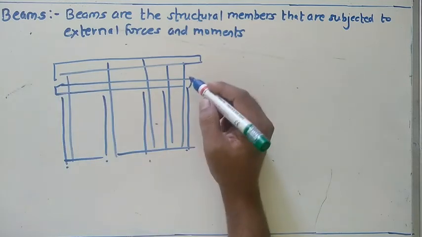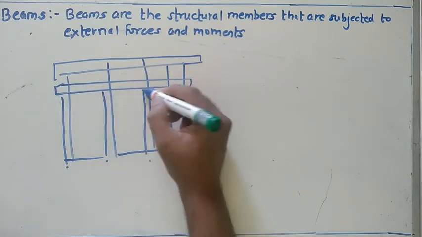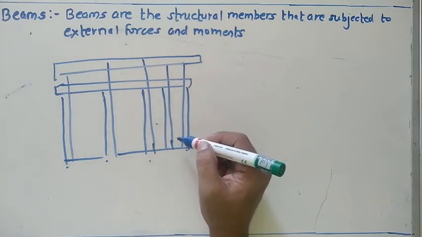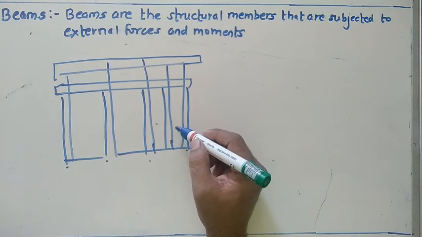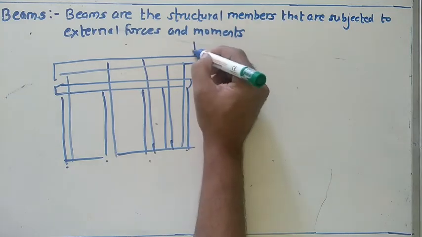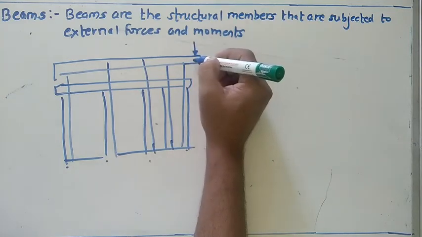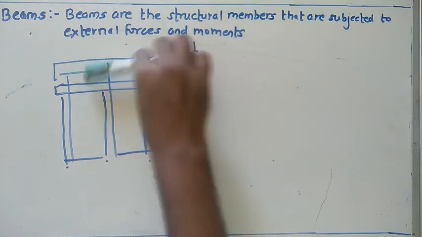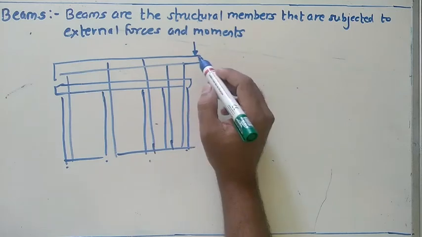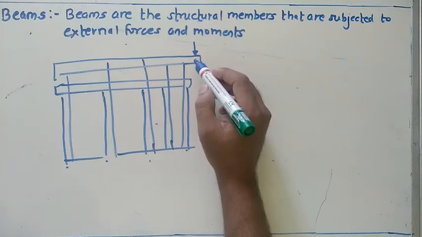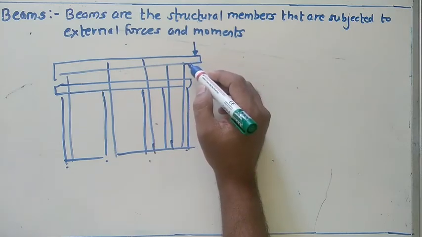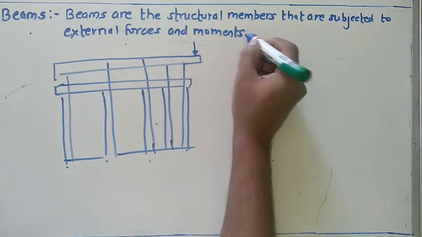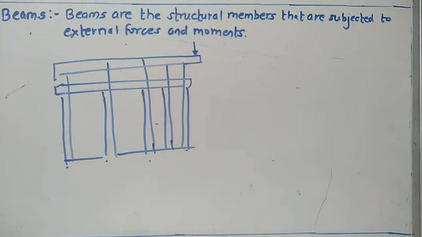You just see the use of this is to carry external loads and moments, meaning when an external load is acting here, it is subjected to a rotational motion in the given portion. So the beam is subjected to external loads or external forces as well as moments. Let us see the types of beams.